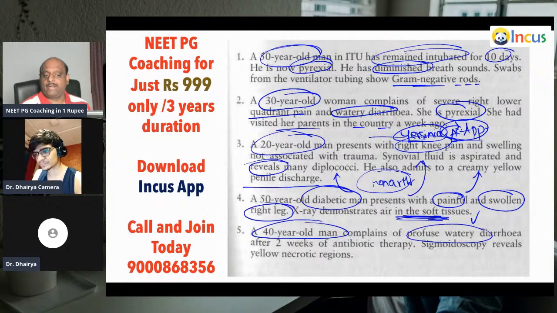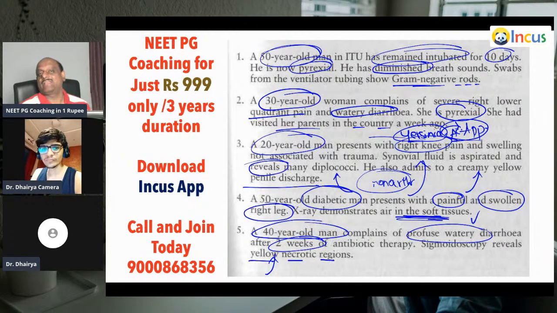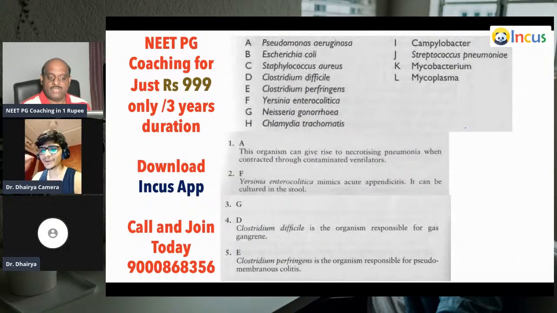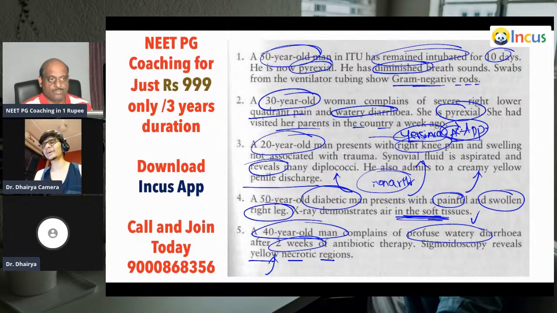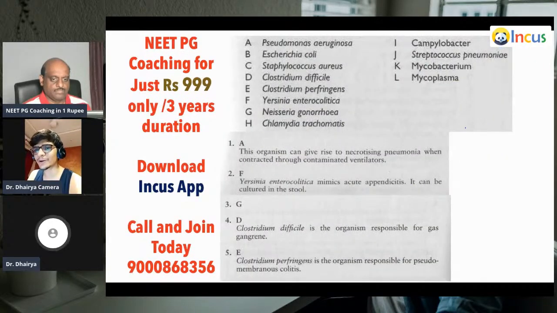40-year-old man, profuse watery diarrhea, 2 weeks of antibiotic therapy, sigmoidoscopy shows yellow necrotic areas, classical. So what is your diagnosis, doctor? Very easy to diagnose that this patient has a Clostridium difficile infection that is caused due to inappropriate use of antibiotics. What happens is that patients, especially post-surgical patients, are given a lot of antibiotics. They destroy the normal commensal flora of the gut, and they let this Clostridium difficile grow. Treatment for this is IV metronidazole and oral vancomycin.